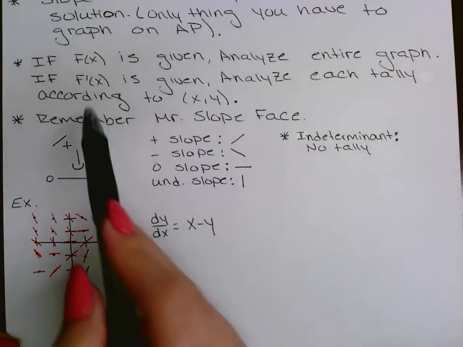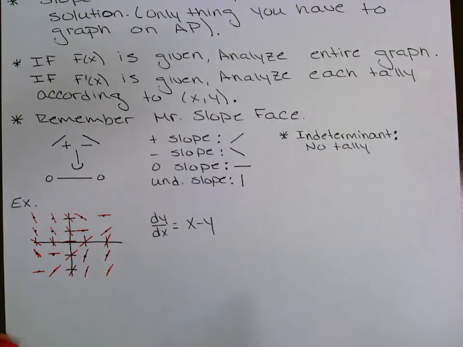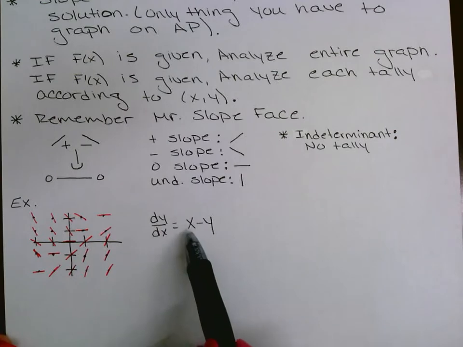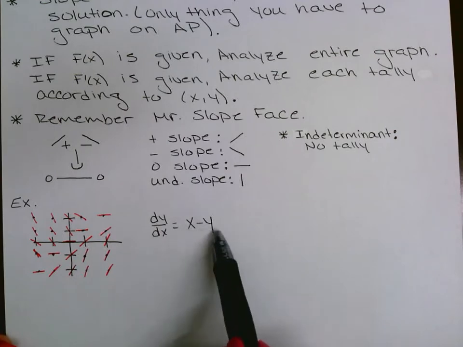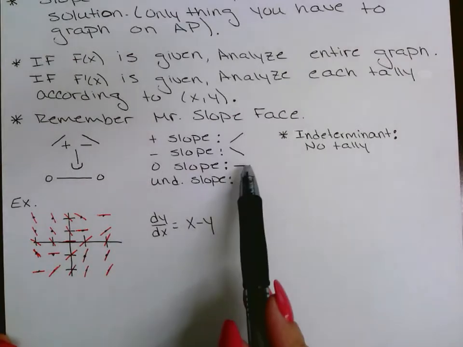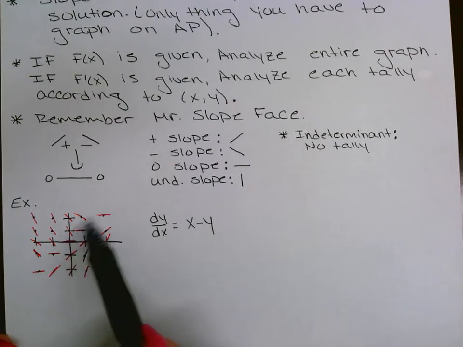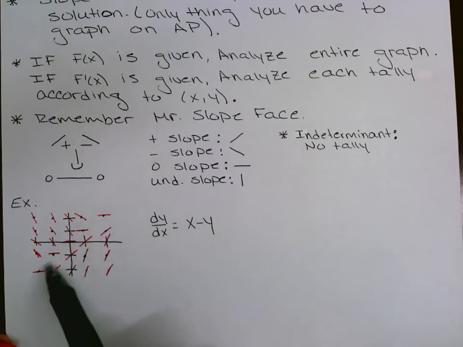So if we look at this visual here, they're giving me the derivative. So because they're giving me the derivative, I'm going to analyze each tally according to the ordered pair. So you want to start making some generalizations. Just by looking at this, I know that anytime x and y are the same number, then my derivative, my slope, should be 0, which means I should see a horizontal line, which is why on 0, 0, 1, 1, 2, 2, -1, -1, and so on, I have a horizontal line for a 0 slope, okay?